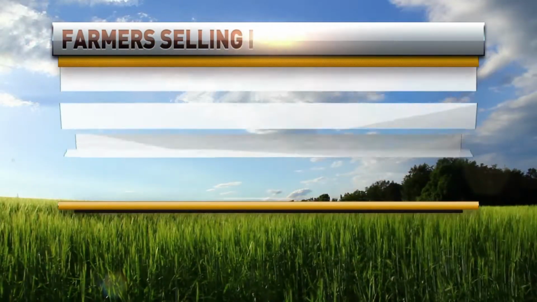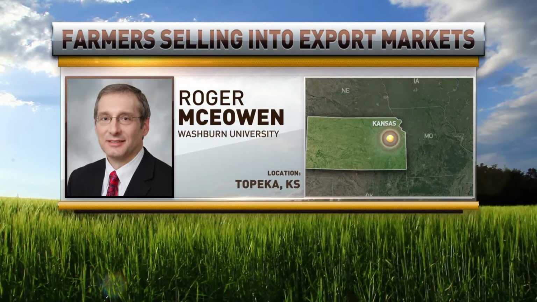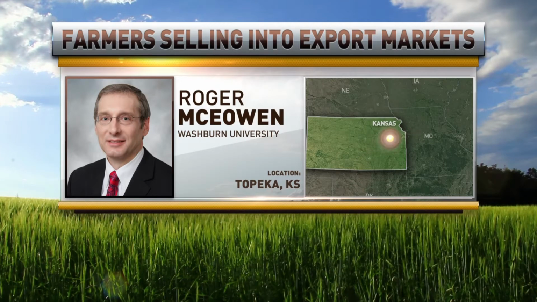Well, the tax code contains provisions allowing farmers to derive a benefit from exporting agricultural products. And while these rules do require competent legal help to guarantee full advantages, the derived reward can be rather significant. Roger McEowen with Washburn University School of Law joins us now with some clarification in today's Rural Money segment.